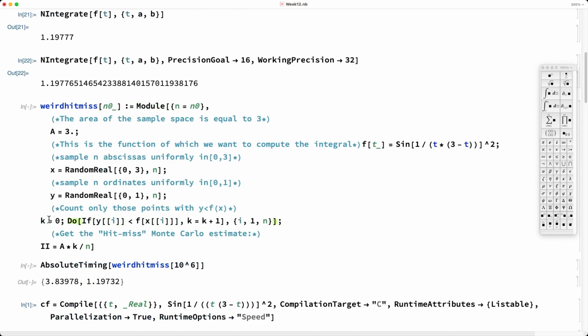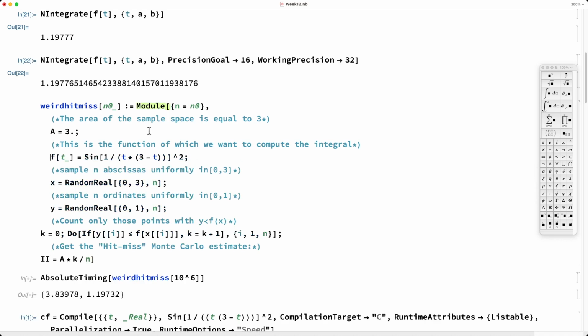We start with a counter k equals 0, and we have a do loop, and every time a sample is below the curve, we increase the counter by 1. And really we could put lower or equal here. That's not gonna make a difference in practice. Okay, so let's try and run this module.